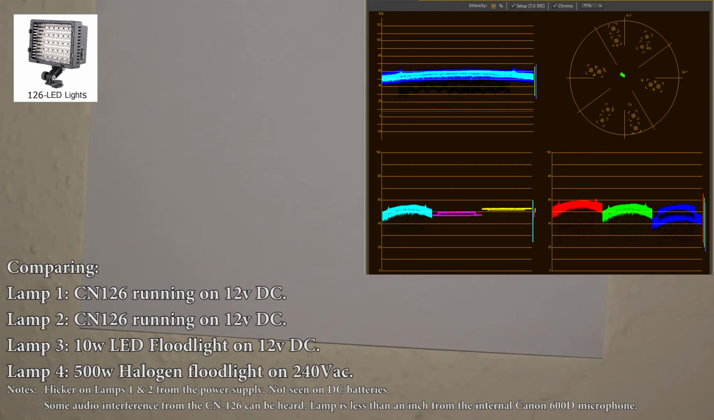So a 500 watt halogen at 1 metre away is only 2 stops brighter than a CN126. It's quite an interesting measurement, and hopefully this data is going to be useful to someone.